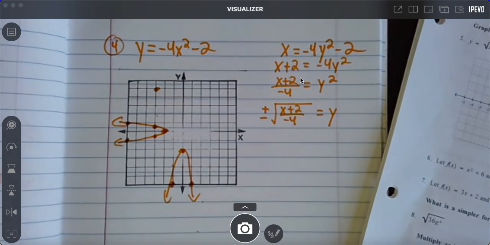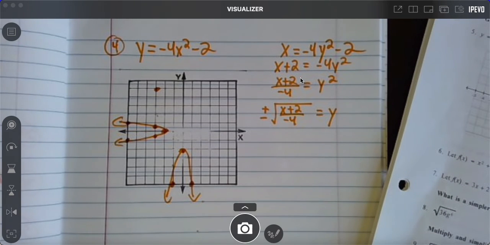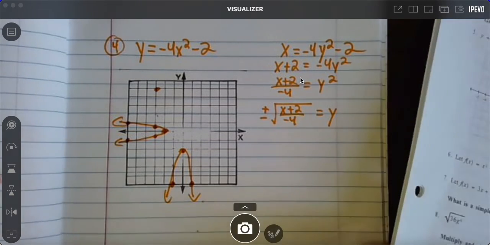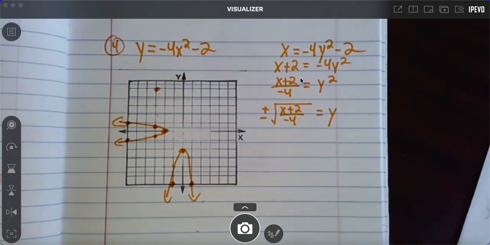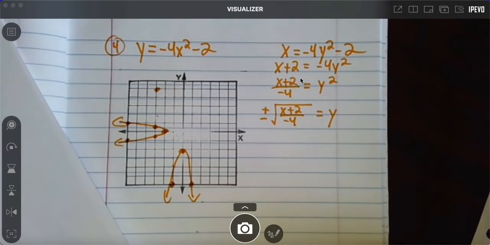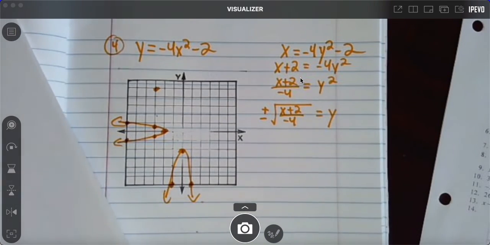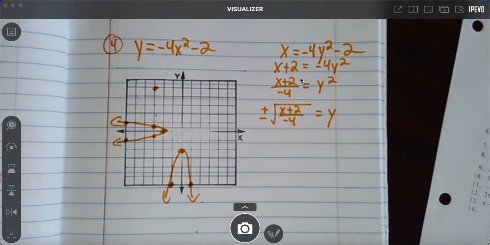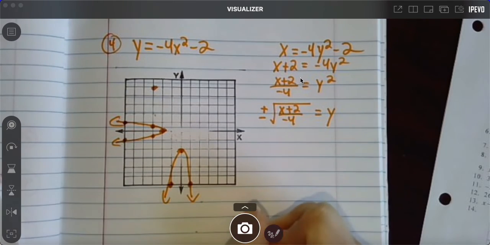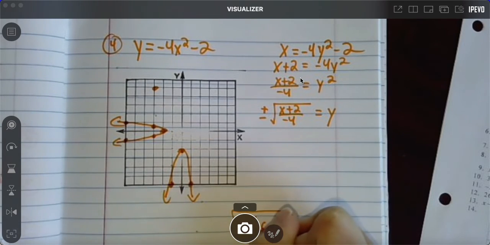Okay. Next up, we have number 8. Number 8, we gotta finish. What is the square root of 36 g to the 6? What number are we on? Number 8. The square root of 36 g to the 6.